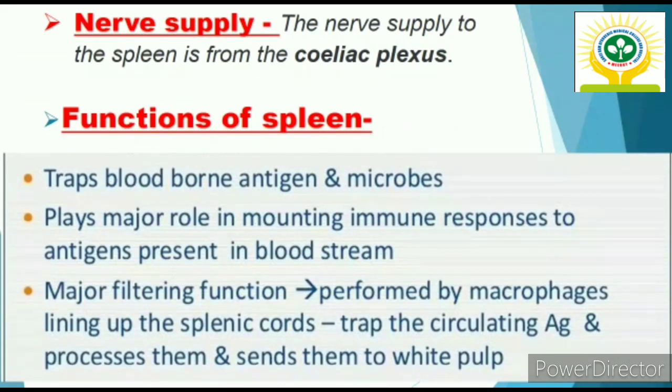Function of the spleen: traps blood-borne antigens and microbes, plays major role in mounting immune response to antigens present in bloodstream. Major filtering function is performed by macrophages, lined up by the splenic cords, which trap the circulating antigens, process them, and send them to the white pulp.